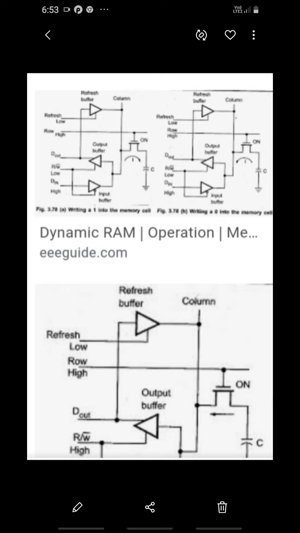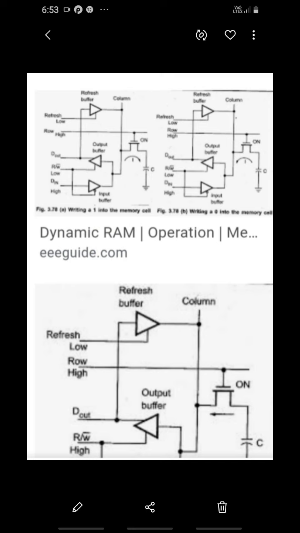Next, explain about the dynamic metal oxide semiconductor RAM cells. So the diagram of the dynamic MOS RAM cell is shown in the above PPT. It contains the forward and reverse bias of different buffers. It is shown in the above PPT.